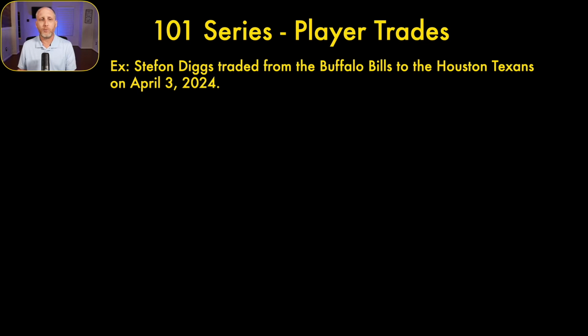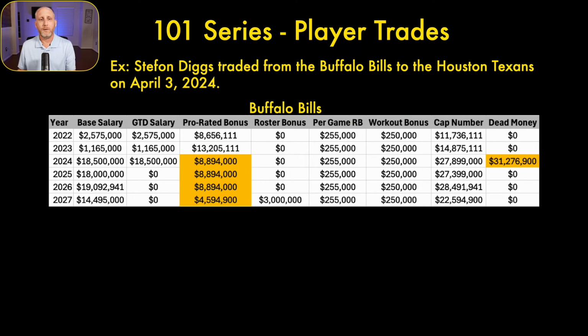Now, the next example we're going to take a look at is Stefon Diggs, with the Buffalo Bills trading Stefon Diggs to the Houston Texans. This occurred on April 3rd of 2024. Here we have Stefon Diggs' contract with Buffalo. He had a large amount of prorated money still remaining on this contract. You see 4 years highlighted. That totals $31.276 million in dead money that Buffalo will be taking on when they trade away Stefon Diggs.